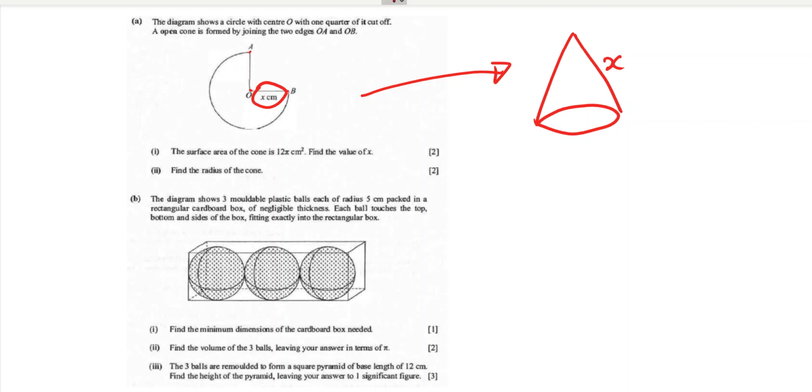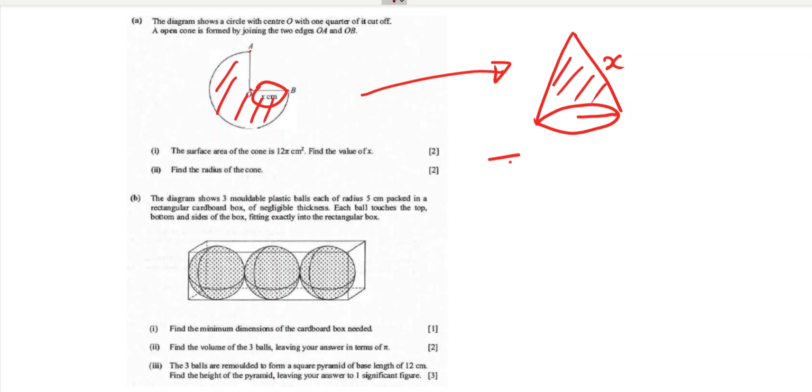Now to find anything with regards to the cone, you will need the radius of the cone. So how do you find the radius of the cone? You can find the area of the sector, and that will be equal to the curved area of the cone. Area of the cone is pi r l, and this is equal to the area of the sector. Alright, and this is how we find the r of the cone. Try it out. This is a very interesting question.